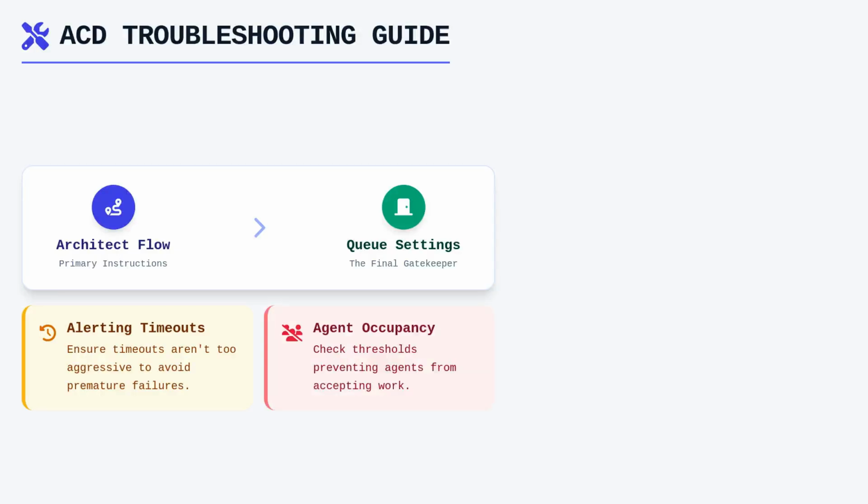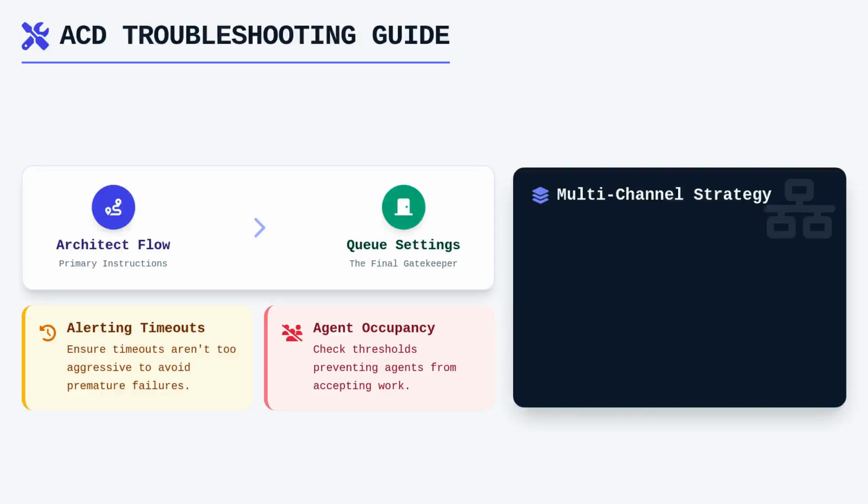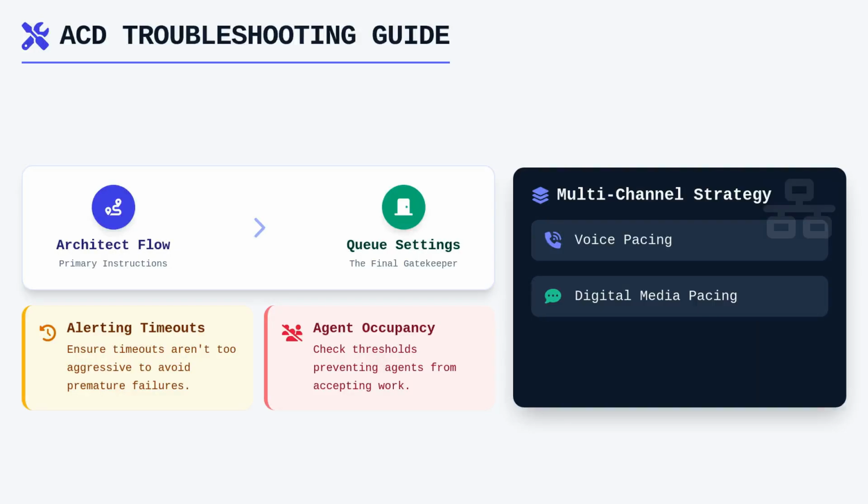alerting timeouts are too aggressive or if the occupancy of your available agents has hit a threshold that prevents them from accepting new work. Remember that digital media types might use different pacing mechanisms compared to voice, so segment your testing accordingly to ensure that service levels remain stable across every channel. By maintaining a clear separation between media handling behaviors and general queue settings, you can preserve the integrity of your metrics even as you introduce new communication channels to your contact center environment.